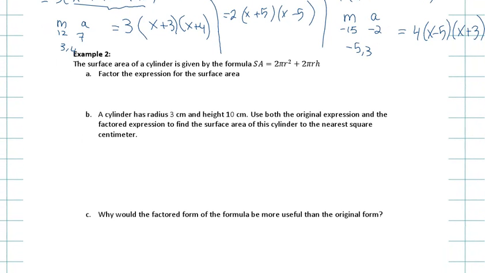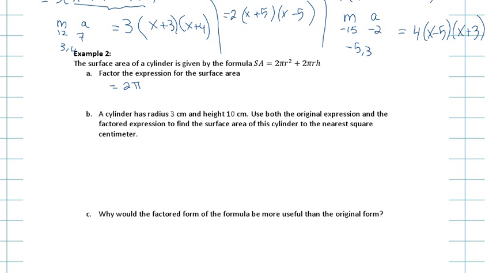So 2 is a common factor. Pi is a common factor. R is a common factor. Yeah? Okay, so let's do that. Let's take out 2 pi r. So I'm gonna have to divide every term by 2 pi r. Okay. 2 and 2 cancel. Pi and pi cancel.